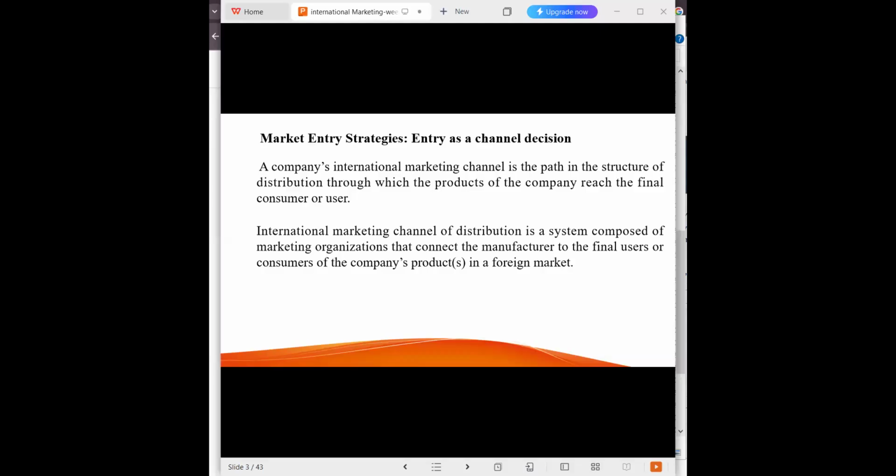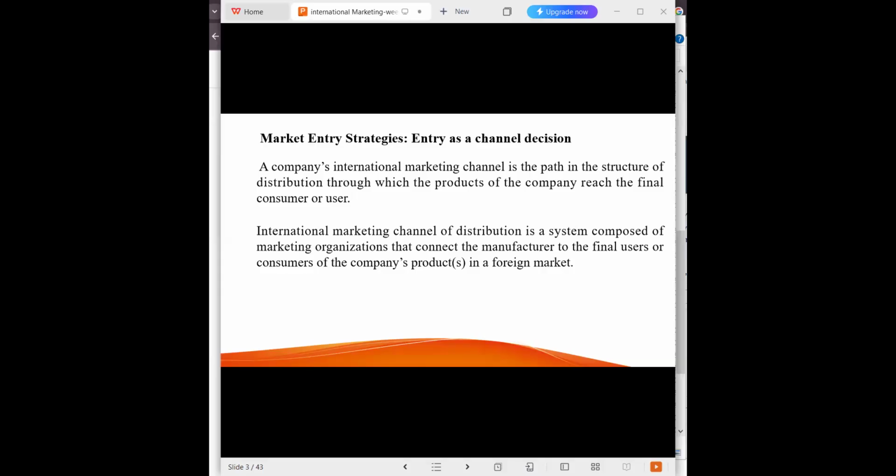But when you talk about between nations, this time around, you're referring to certain marketing organizations that will help you move that product from one country to another. That's what we call independent marketing organizations. So you can see them as independent marketing organizations that help a company to sell or move its product.